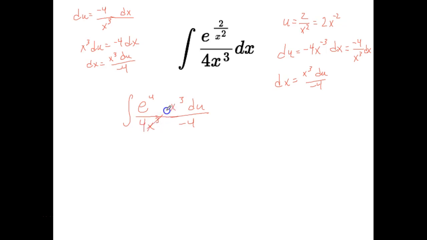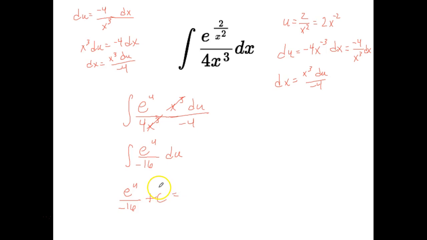Now I can simplify. X cubes cancel out with x cubes here, and we're left with the integral of e to the u all over 4 times negative 4, which is negative 16, and then du is what I'm writing on the side. I could have written it on top of the fraction, that's not a big deal, but I'm just writing it on the side because that's how we've been writing everything. The integral of e to the u is the same thing, and the constant's just going to stay there. So it's going to be e to the u over negative 16 plus c. That's the integral of it.